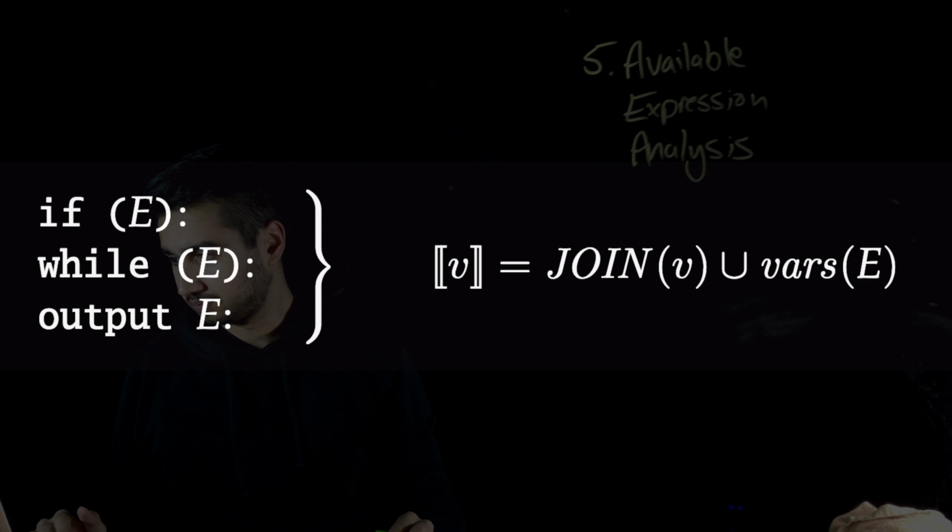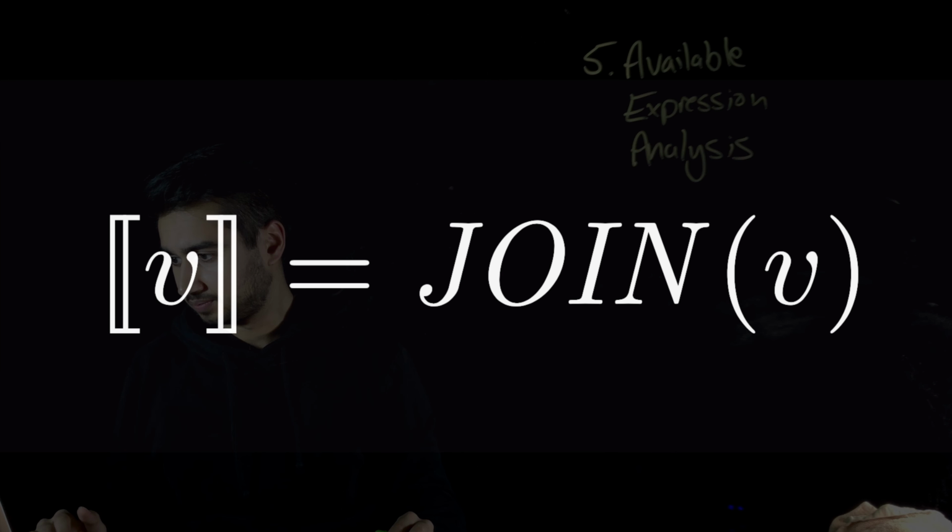The rule for branch conditions and output statements are as follows. We're just taking all of the expressions that are available in that statement. And for all other nodes, the only expressions that are available are those that are available in all other predecessor nodes. So that's why we can just use the join function here.